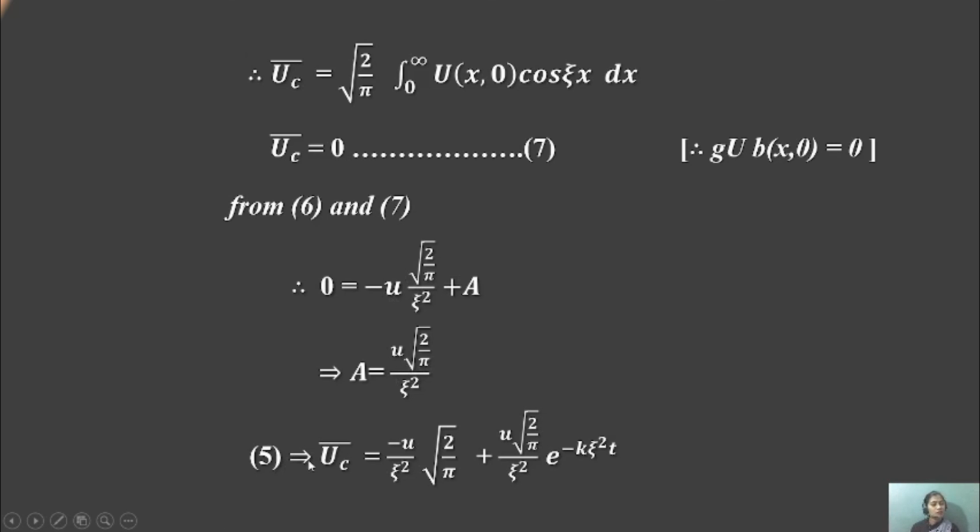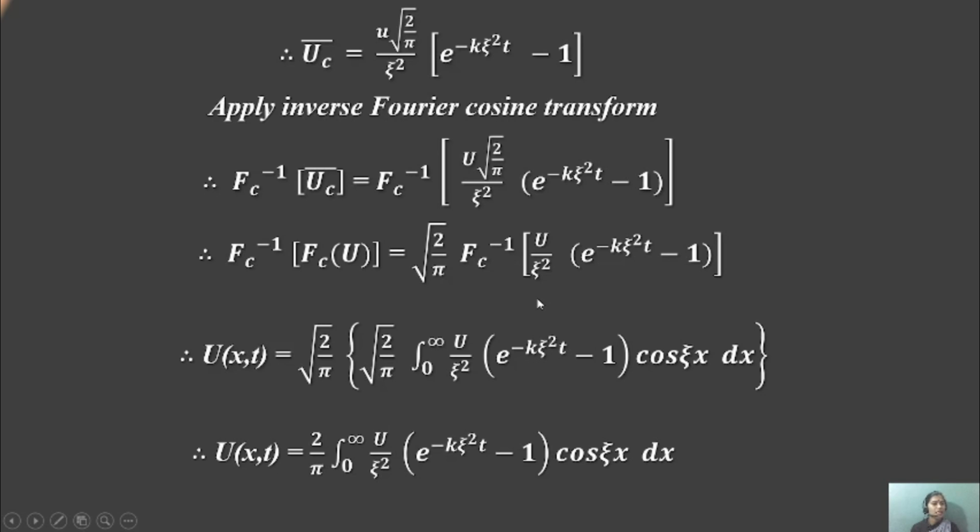Then in equation 5, uc bar, the cosine form, equals minus u upon xi square root of 2 by pi plus u square root of 2 by pi xi square e to the power minus k xi square t. This is the equation that will be generated. Next, the inverse Fourier cosine transform of the equation will be formed.